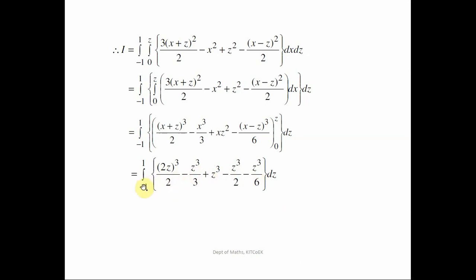So this integral is of the form integration from minus 1 to 1 of f of z dz, where f of z is an odd function, hence its value is 0. So without evaluating the integral, directly we can note that its value is 0. So it is the answer to that given triple integral.